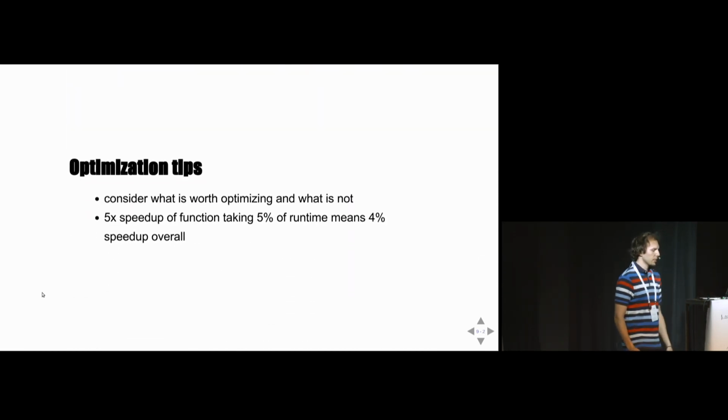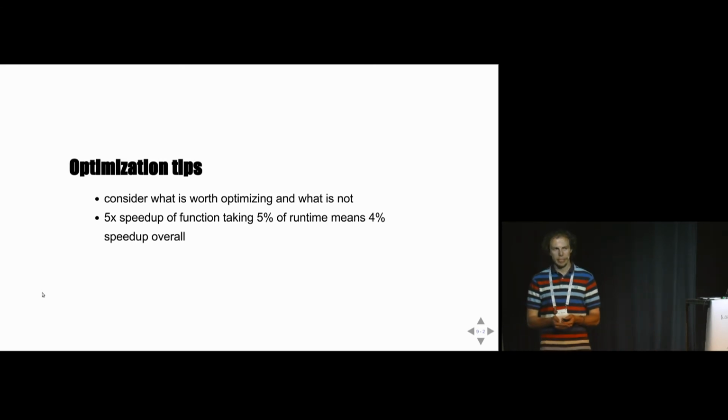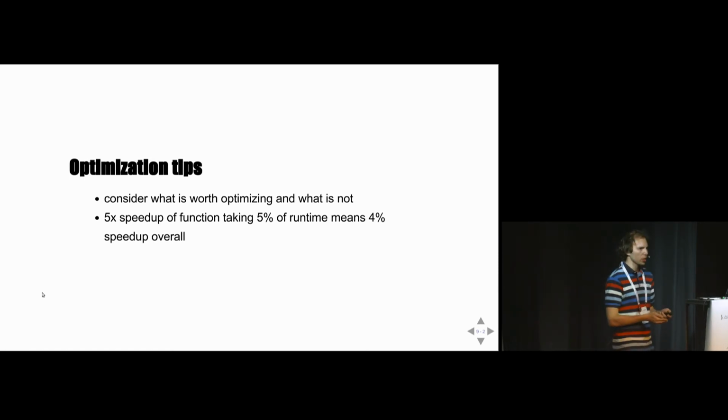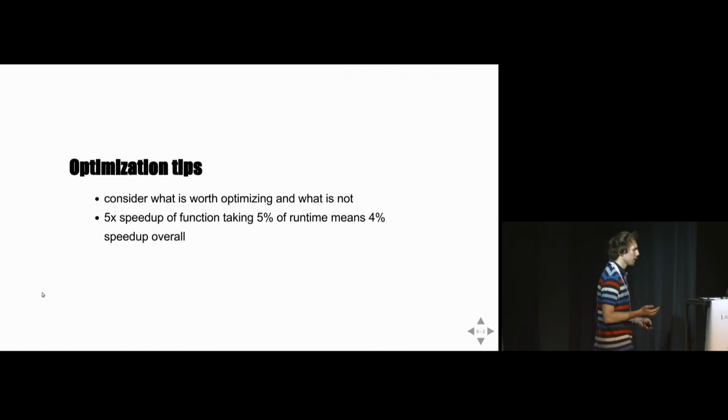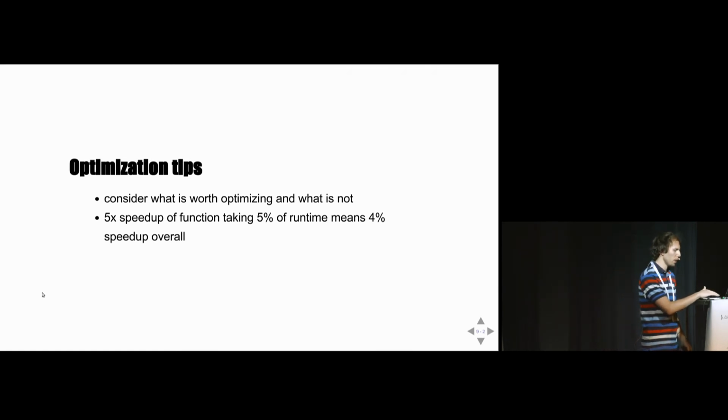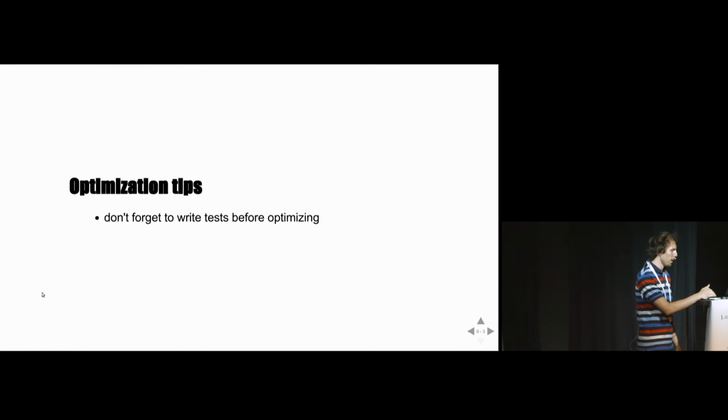So second tip is that some methods might not be worth optimizing because optimization makes your code complicated and it's harder to read and maintain. And if the function takes just like 5% of runtime, then even if you speed it up 5 times, it's just a 4% speedup overall. So it might not be worth it. 4% is not even noticeable by a person using your program.